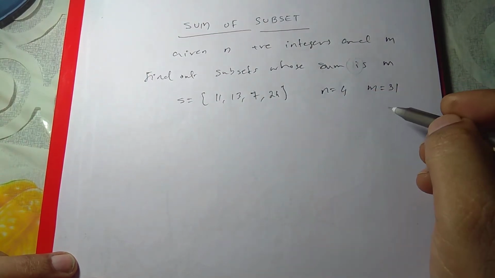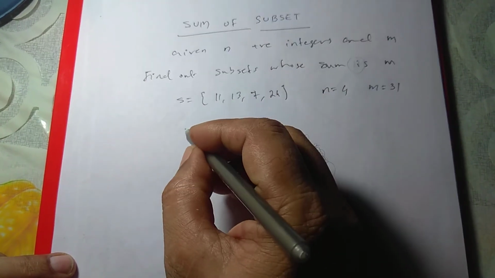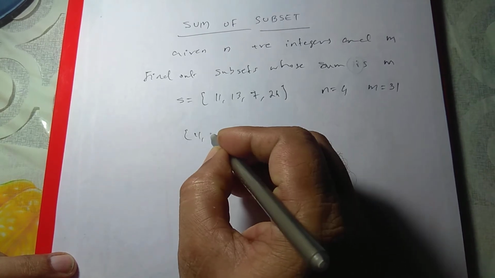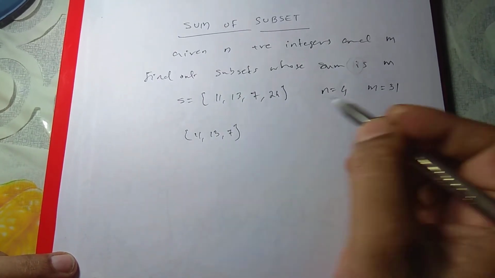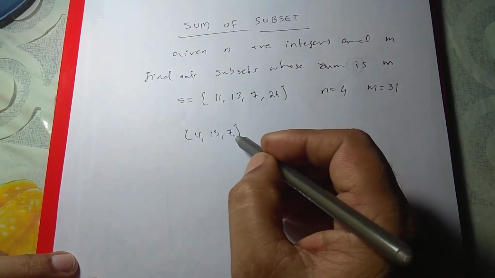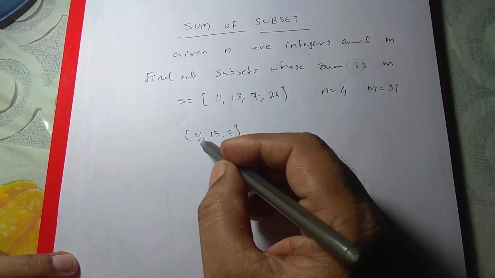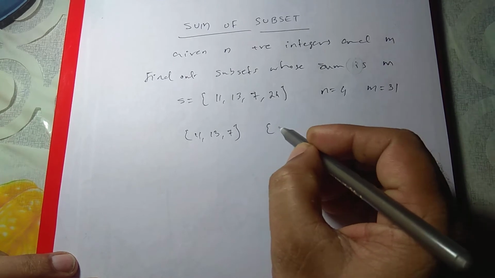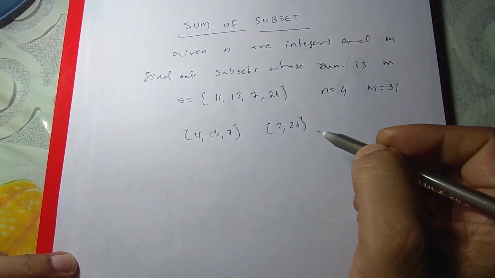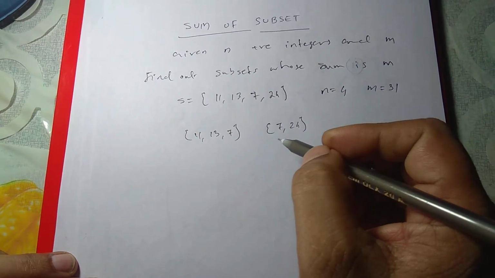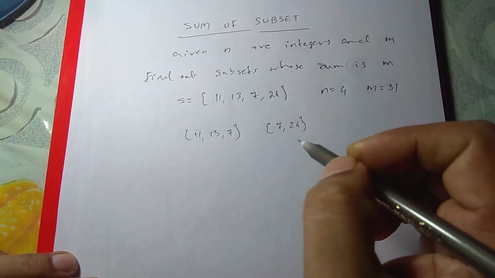Which are the subsets? 11, 13, 7, which will create a sum of 31. 13 plus 7 is 20, 20 plus 11 is 31. And you will get another set, 7 and 24. 24 plus 7 is equal to 31. So these are the desired subsets.